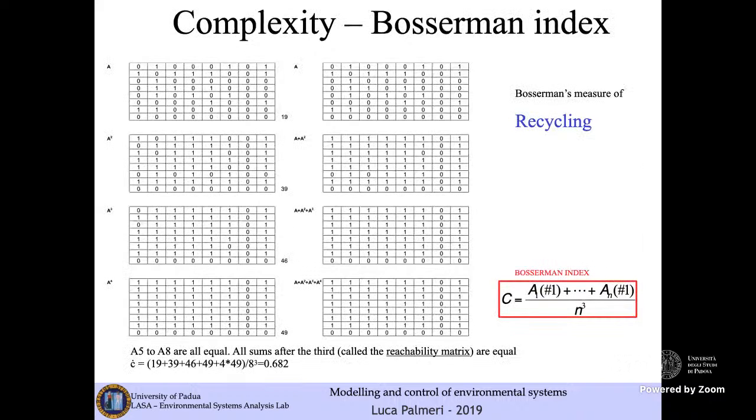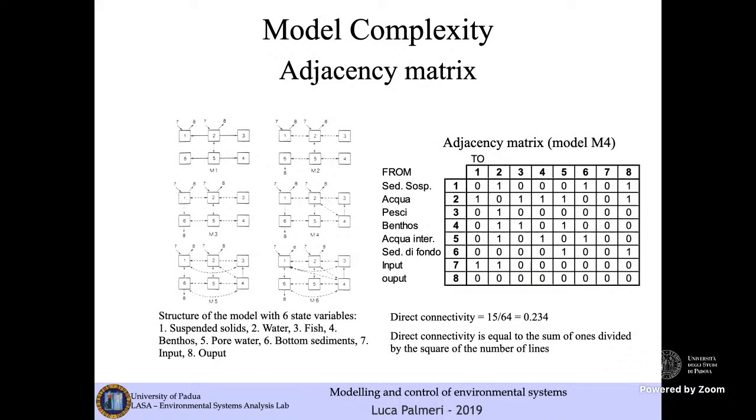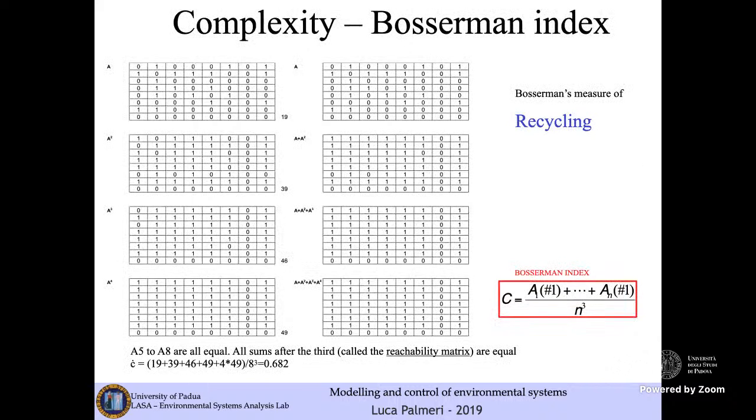See? Again, we start from model M4. This is the adjacency matrix for model M4. And we count that there are 19 ones in this adjacency matrix. Then we start by doing the square of the adjacency matrix.